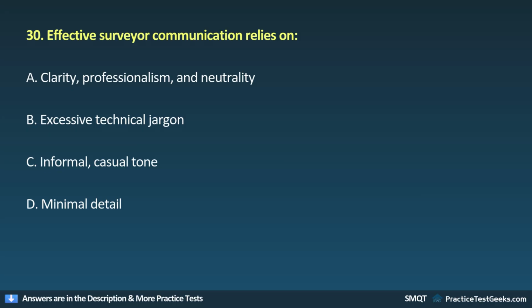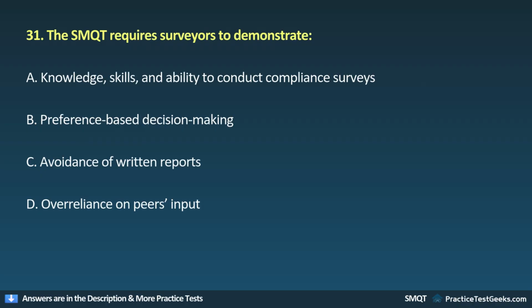30. Effective surveyor communication relies on A. Clarity, professionalism, and neutrality. B. Excessive technical jargon. C. Informal, casual tone. D. Minimal detail.